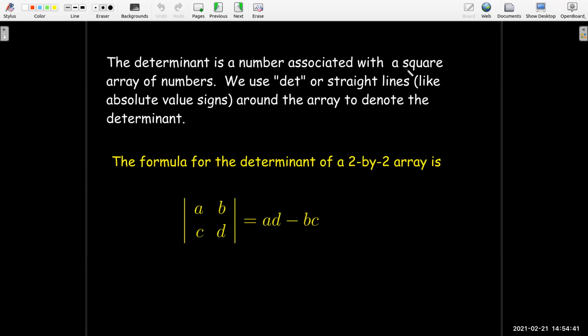For a 2x2 determinant, or a 2x2 array, we calculate the determinant by first going down the main diagonal and taking the product, and then going down the other diagonal. So AD minus BC.